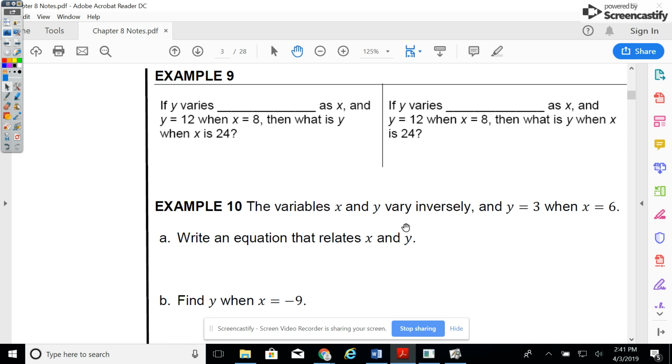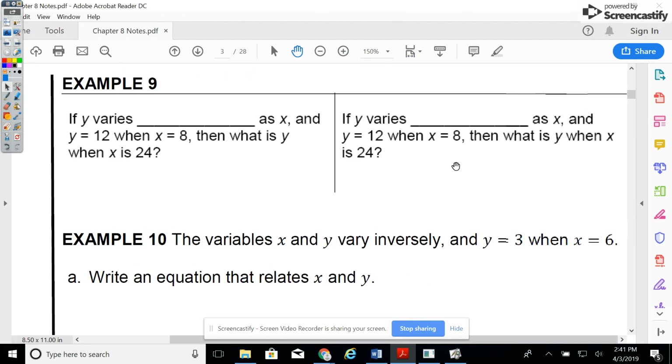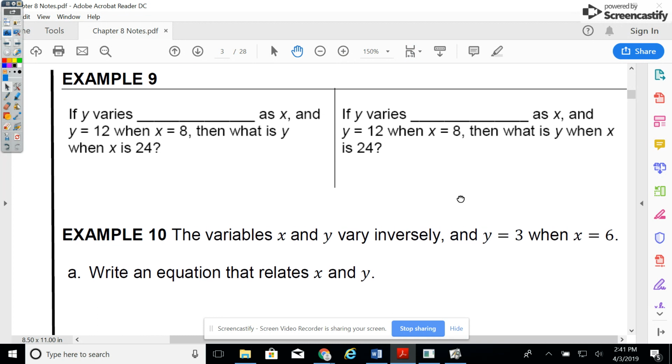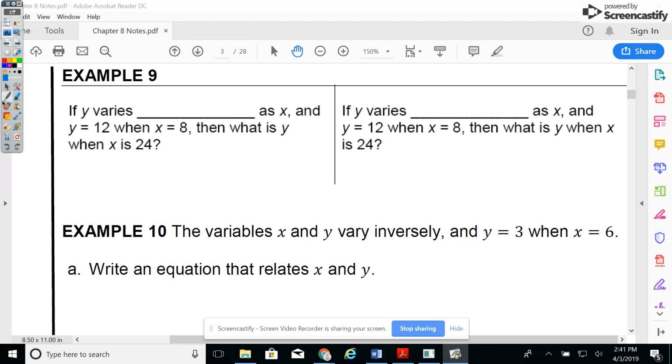All right, the other part that I want to do is a couple of examples using inverse, direct, and joint variation. So here we'll do examples 9 and 10 because those are direct and inverse, and then we'll do 9, 10, 11, and then we'll move to number 13 for joint.